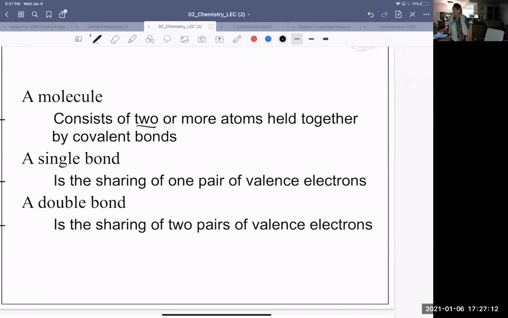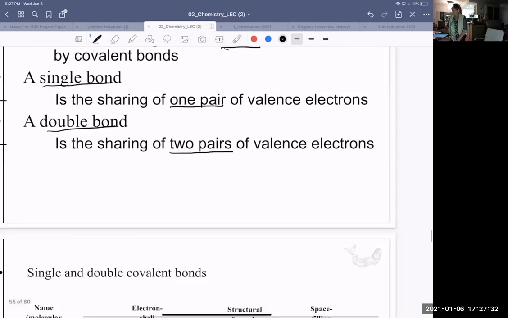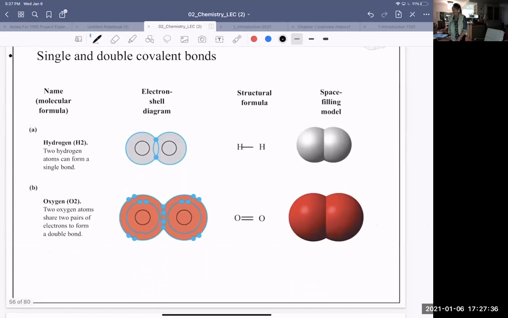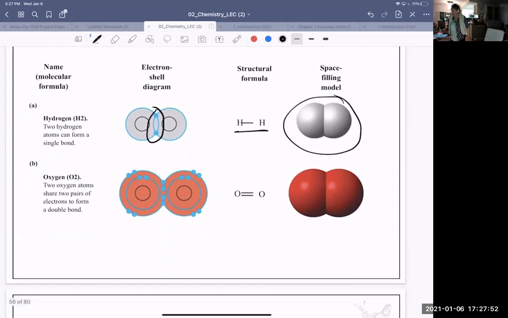A molecule consists of two or more atoms held together by covalent bonds. Only one electron pair may be shared. That will be a single bond, the sharing of one pair of electrons. A double bond is the sharing of two pairs of electrons and is stronger than a single bond. Here is hydrogen, two hydrogen atoms forming a single bond. This is the structural formula, a space-filling model. Oxygen, two oxygen atoms sharing two pairs of electrons in a double bond. And if the atoms are the same, hydrogen and hydrogen and oxygen and oxygen, they will be equally electronegative and share the electrons evenly.